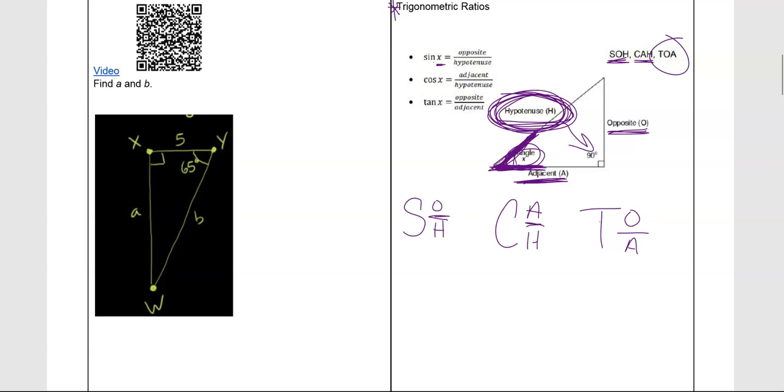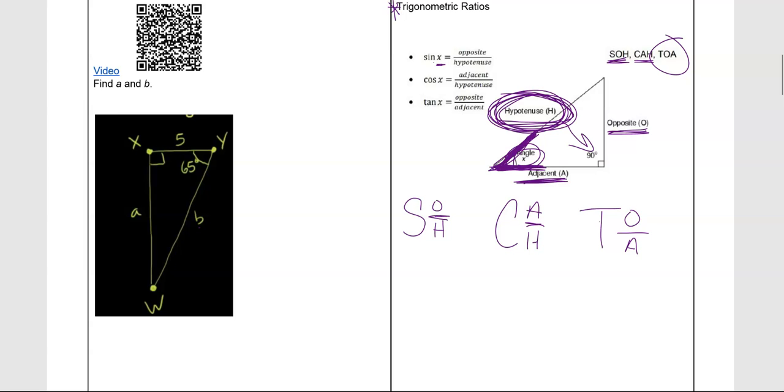So what you can do is find the angle that you're looking at, label all sides, and then fill in the formulas with the information that you have been given. All right, so let's look at the example that they pulled from the internet for you. It has a triangle XYW with side lengths A and B, and one leg is 5. They gave us angle Y is 65 degrees, and they want us to find A and B.